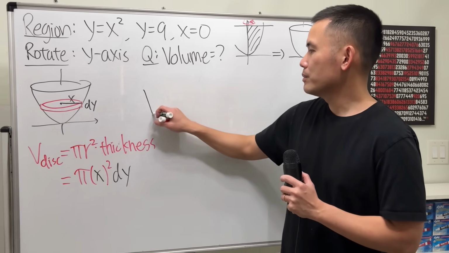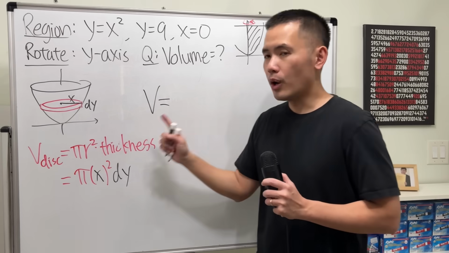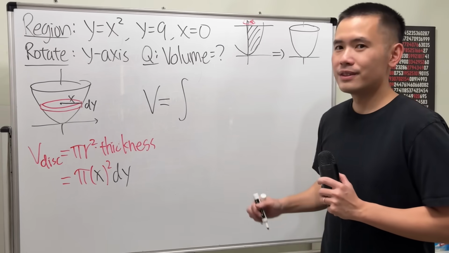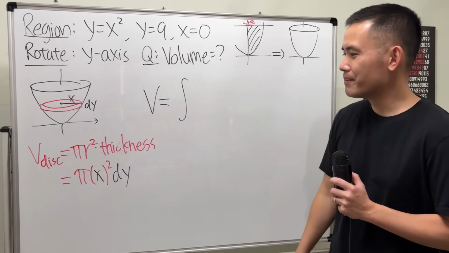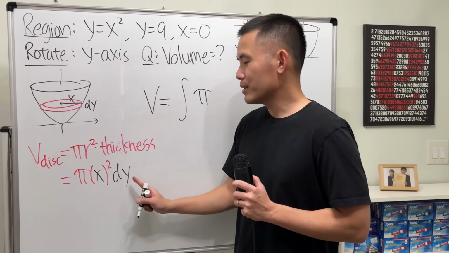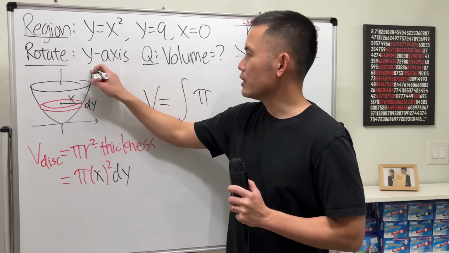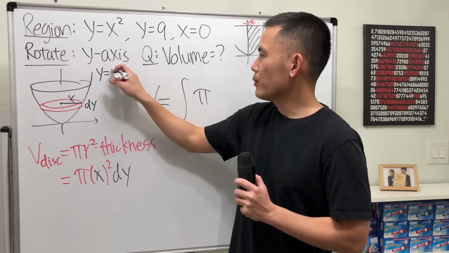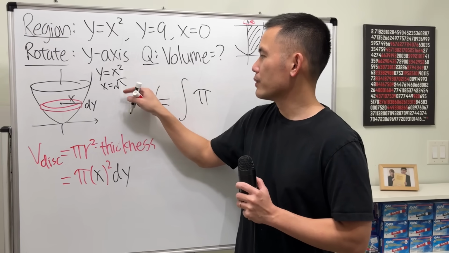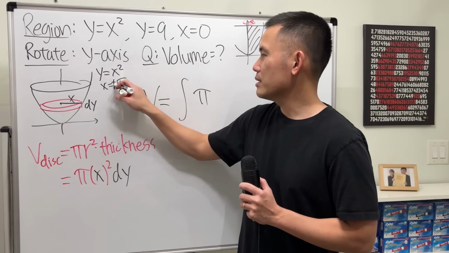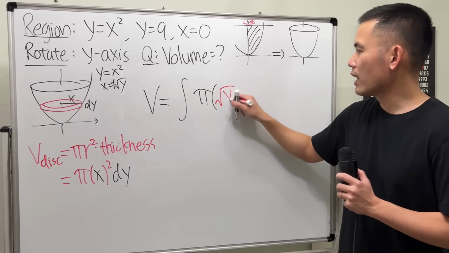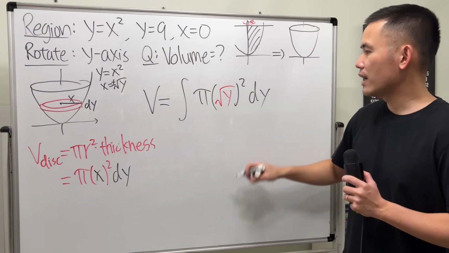Okay, the volume is just going to be adding up all the small disks, and then that's it. So integrate, the super version of addition. Pi is pi, but x is not allowed in the y world. So if you look at the equation, it was y equals x squared, but now we have to change it to x equals square root of y. Technically a plus minus, but doesn't matter, just take the positive. So you have square root of y, squared, dy.